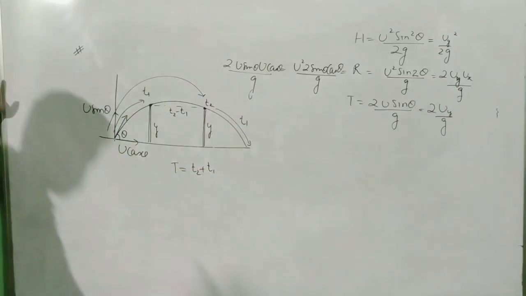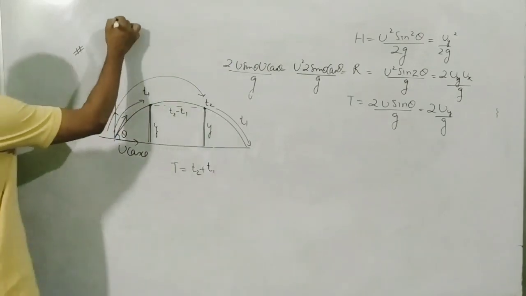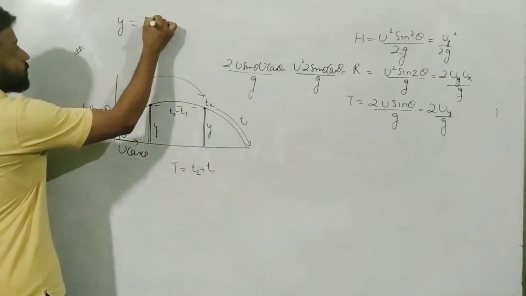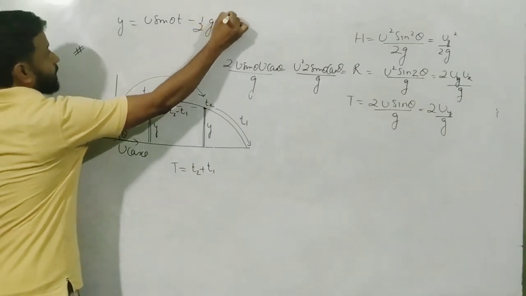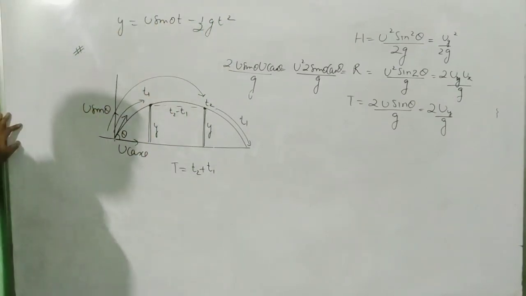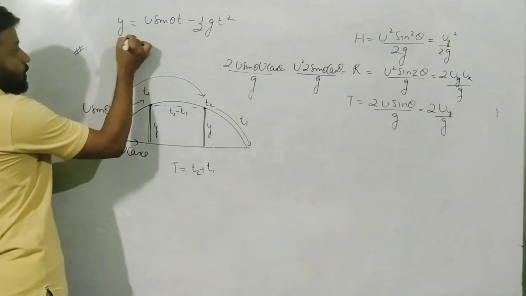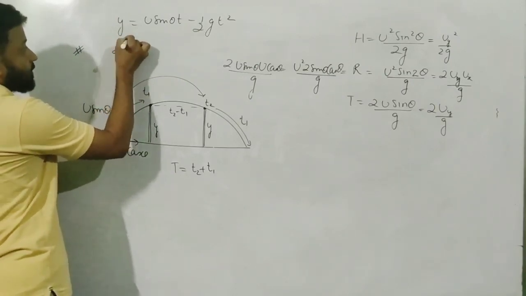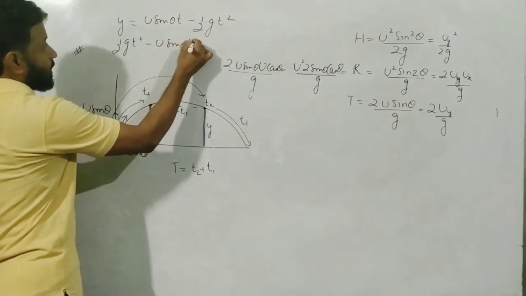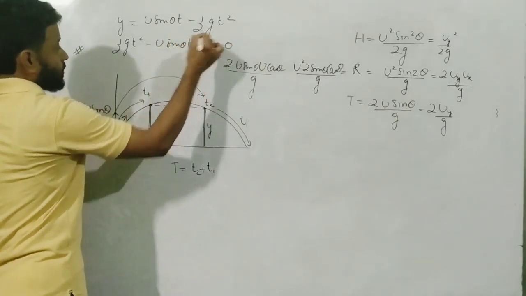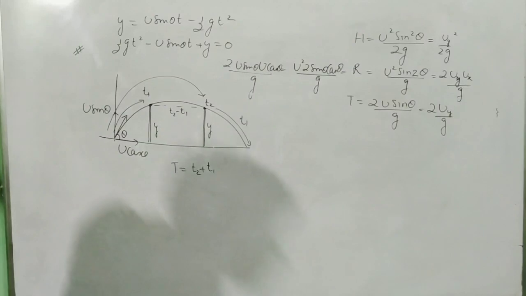Correct? Okay. Come back to this equation. y is equal to u sin theta into t minus half g t square. Arrange them, so you will write this as half g t square minus u sin theta into t plus y is equal to 0. So far so good.